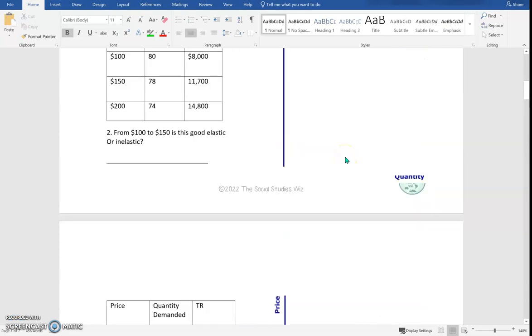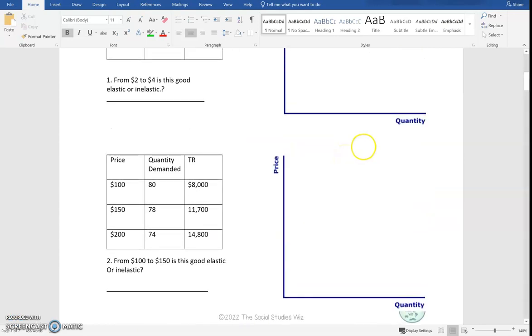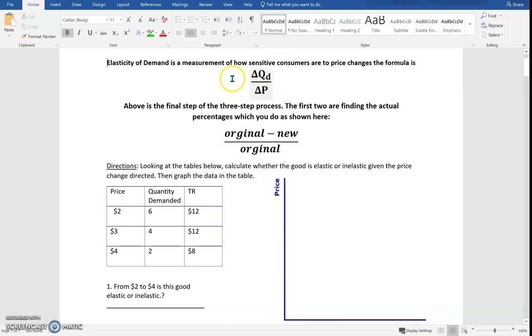Okay, so looking at your homework, we already kind of briefly talked about elasticity of demand. So your formula is up here, delta QD over delta P. In order to find those, we need to take our original minus our new over our original times 100. Remember that we're dealing with absolute values, so even if we get a negative number, we're going to look at it positively, okay? So we take 3 minus 6, we'd get a negative 3, but with absolute value, we're going to have 3, okay?